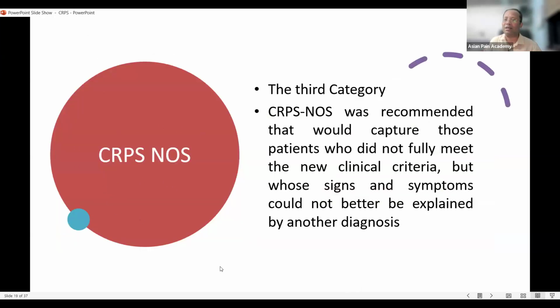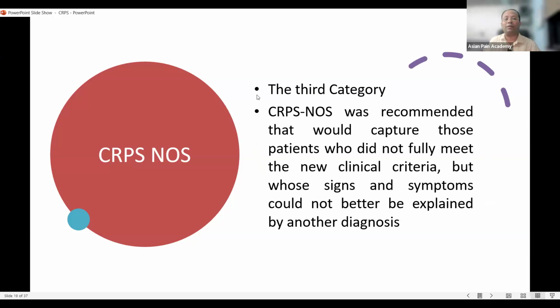CRPS NOS, what is that? This was recommended in different books, and gradually it has been accepted also. CRPS not otherwise specified means it is not fully developed, as I showed you in some pictures, with very few signs and symptoms. In those cases also, if we do not write the diagnosis of CRPS, then treatment cannot be justified for CRPS. And then those patients will not be taken into account for treatment.